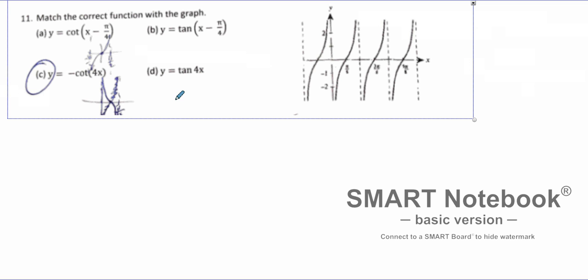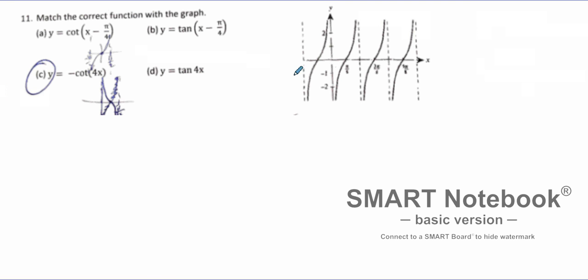Next one, we're going to match our graphs. It's number 11, to what we have here. And sometimes this is very, very hard to see. For this one, I believe this is pi over 8. Okay, so that right there is pi over 8.